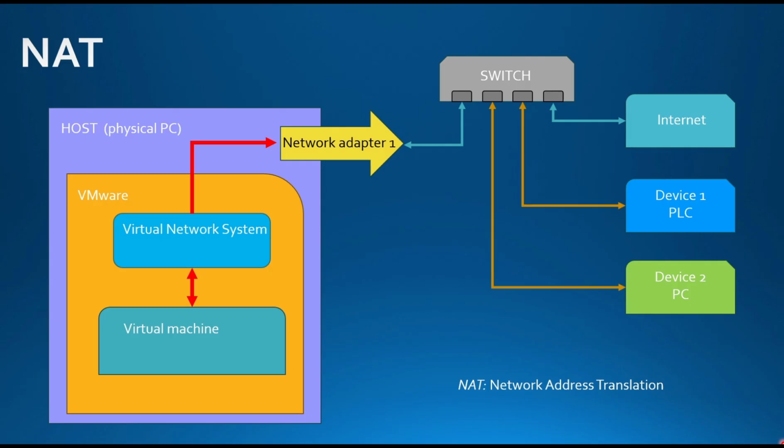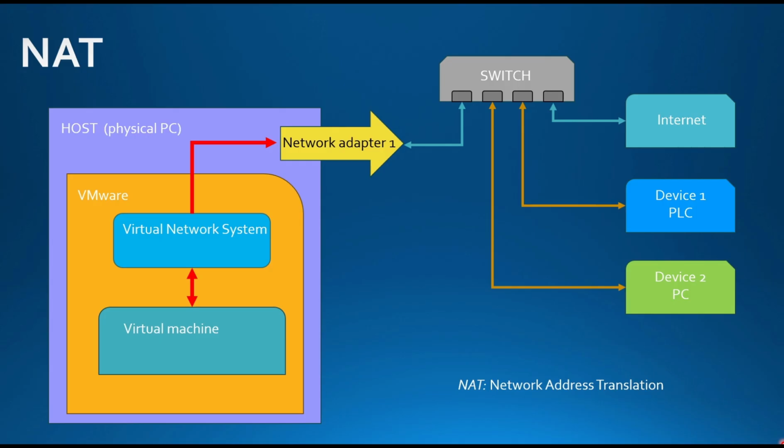The key concept is that the host PC acts as a router for this private network. When the virtual machine needs to connect to the external network, it passes the traffic to the host. The host then translates the source address, replacing the VM's private IP with its own before sending it.